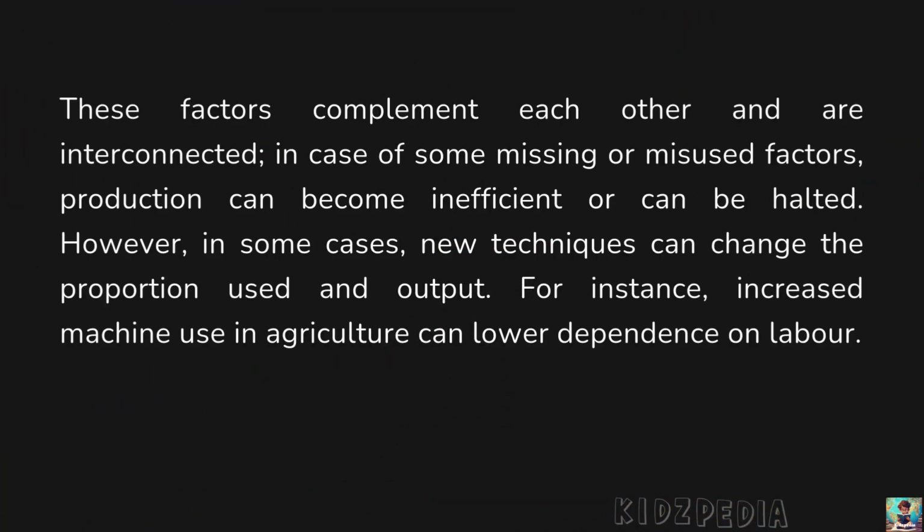These factors complement each other and are interconnected. In case of some missing or misused factors, production can become inefficient or can be halted. However, in some cases, new techniques can change the proportion used and output. For instance, increased machine use in agriculture can lower dependence on labor.